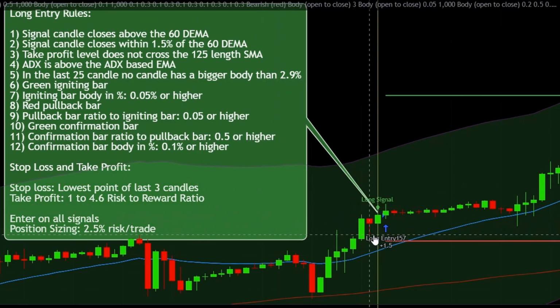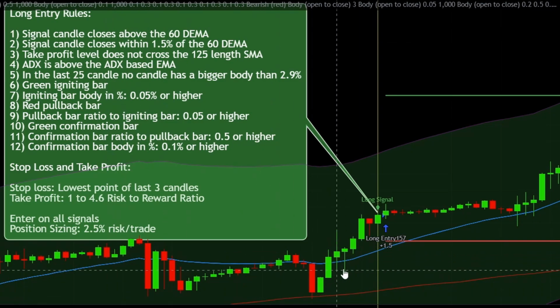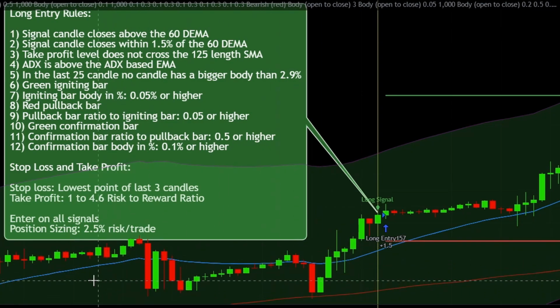So basically, if out of the 25 candles before the entry signal, we have only one candle whose body is bigger than 2.9%, it won't allow the trade to happen. Big candles like that usually signal market manipulation or just an overextended price. Now I won't go over all the 25 candles, but trust me, I checked them and none of them has a higher body than 2.9%.